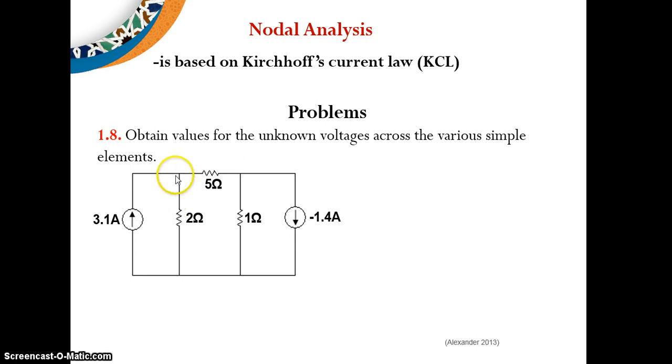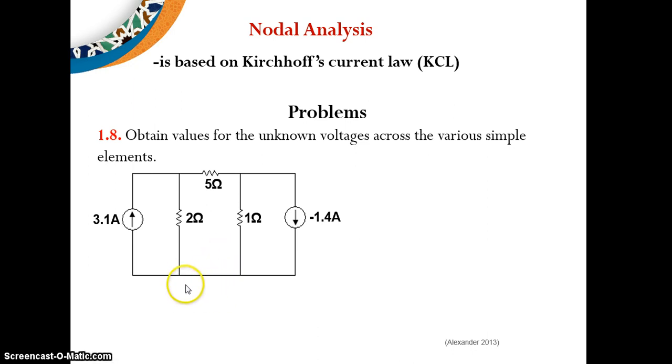Now you can see here, this is a point. Here the branch with the 5 ohm element, the branch with the 2 ohm element, and the branch with the 3.1 ampere current source meet. So this is a node, where 3 elements meet. Similarly, this is also a node, where 3 elements meet. This is the ground node, where all the elements are grounded. We normally say the ground node is at 0 potential.